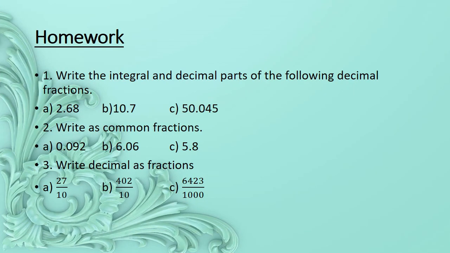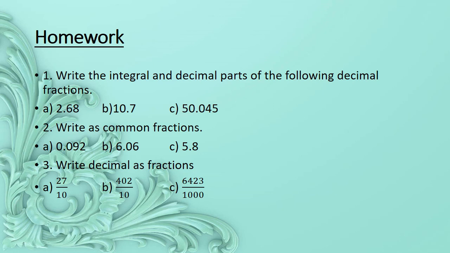Now it's homework time. In question number 1, write the integral and decimal part of the following decimal fractions. So here you have to write down the integral and decimal part. A is 2.68, B is 10.7 and C is 50.045. So you have to write their integral and decimal part, which part is integral and which part is decimal. In question number 2, write as common fractions.